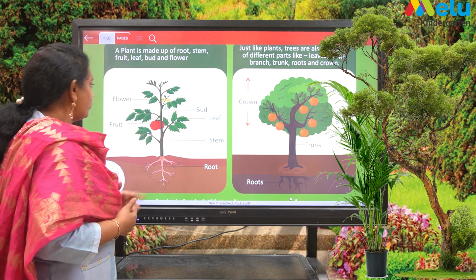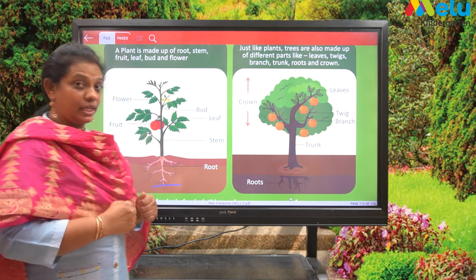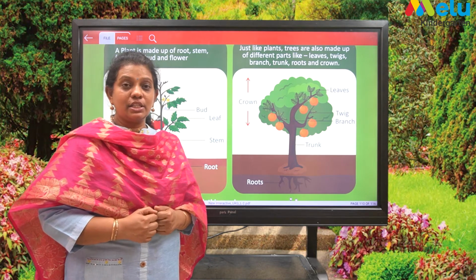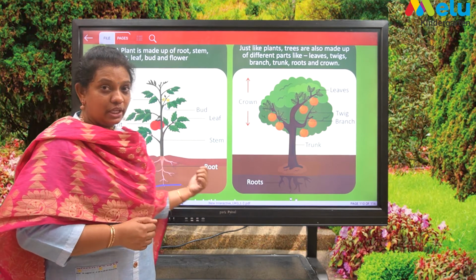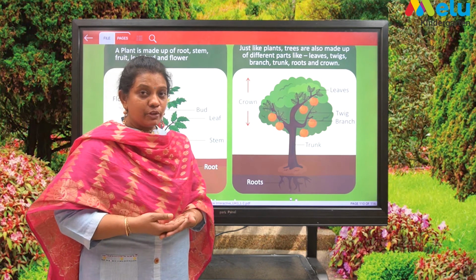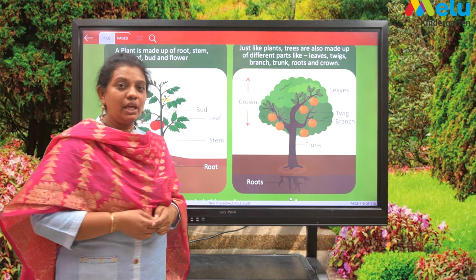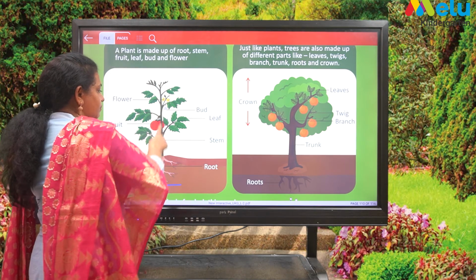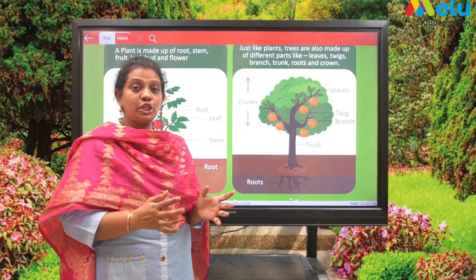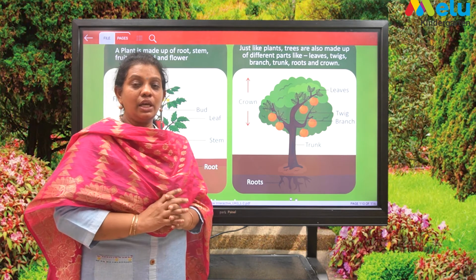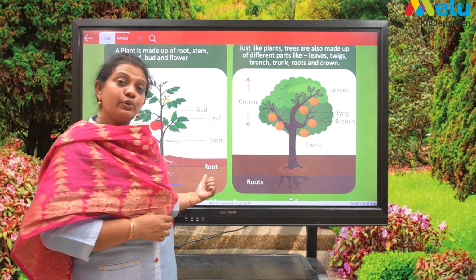Look here. Every plant will have a root because it has to stand straight and strong, right? So that's the reason every plant will have roots, and from roots only the water and the minerals from the soil will reach every part of the plant. Okay, and then we have the stem. The stem helps the plant to stand straight. Okay, and it supports the root system.